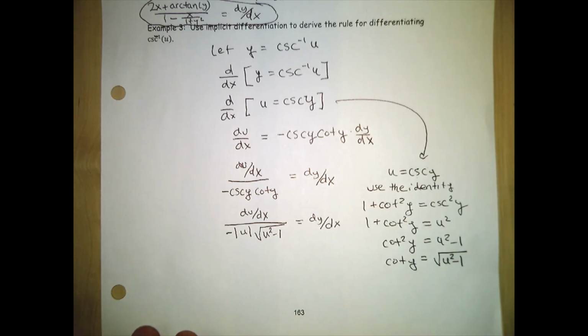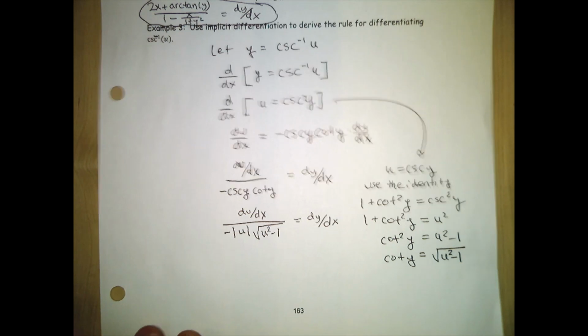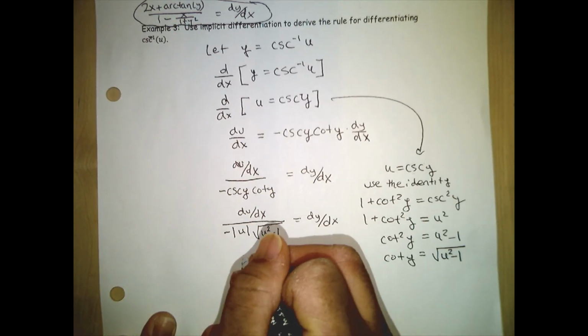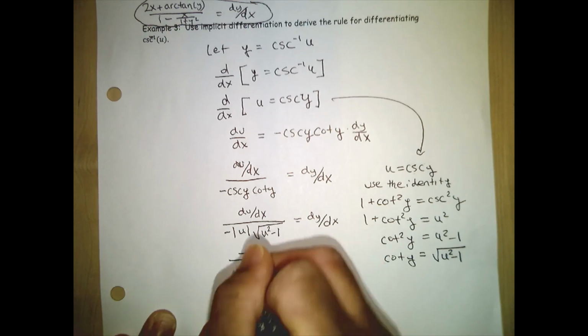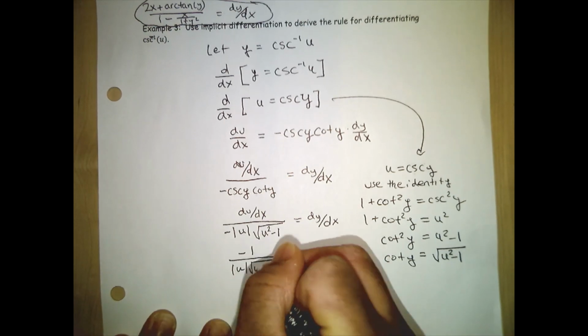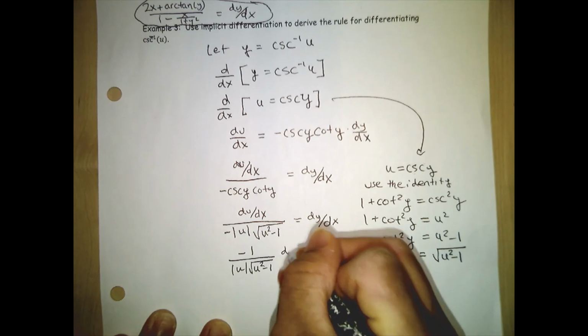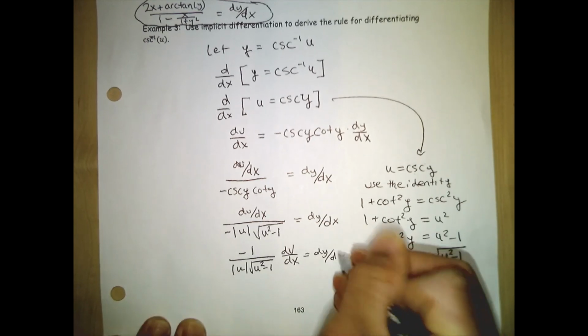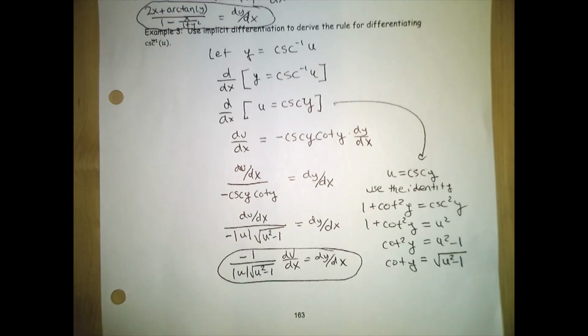And, well, that was the formula for the derivative with respect to x of cosecant inverse of u, or the rule for finding this derivative. So we saw it though as negative 1 over absolute value of u, square root of u squared minus 1 du dx equals dy dx. Right? So what a time to be alive.